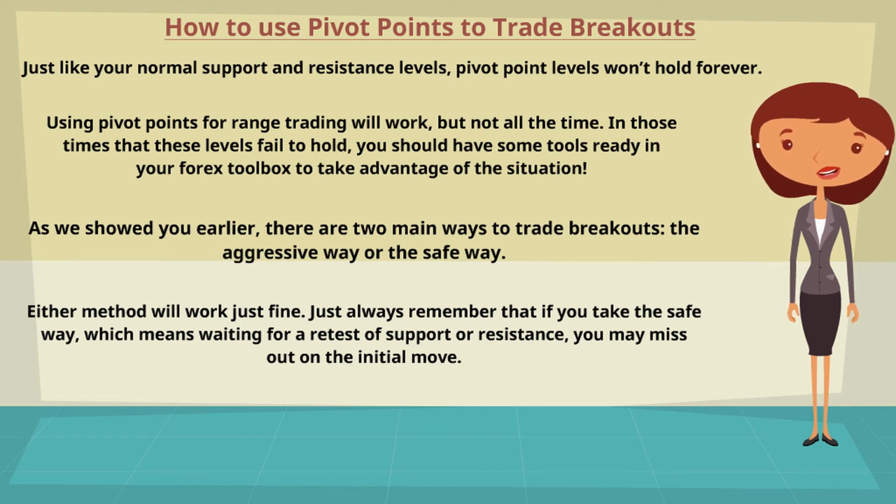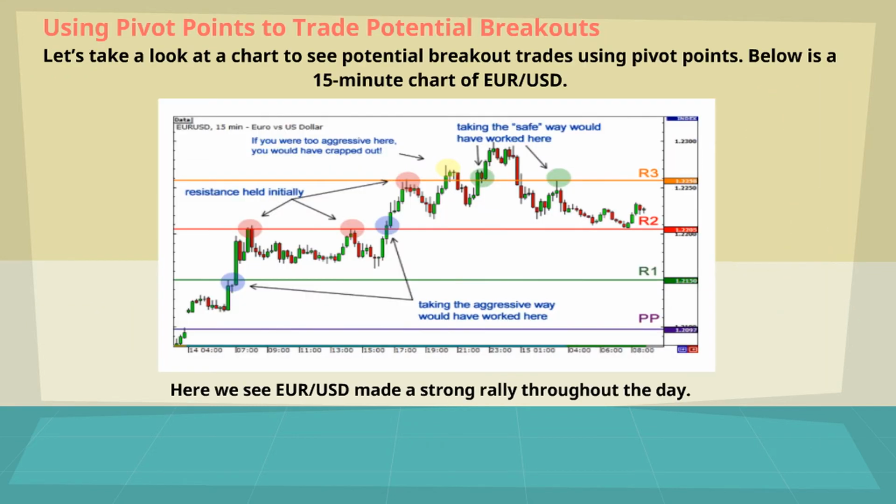As we showed you earlier, there are two main ways to trade breakouts, the aggressive way or the safe way. Either method will work just fine. Just always remember that if you take the safe way, which means waiting for a retest of support or resistance, you may miss out on the initial move. Let's look into using pivot points to trade potential breakouts.